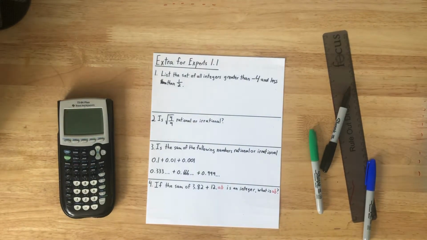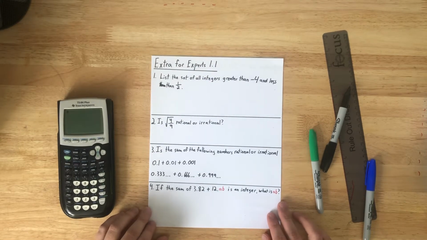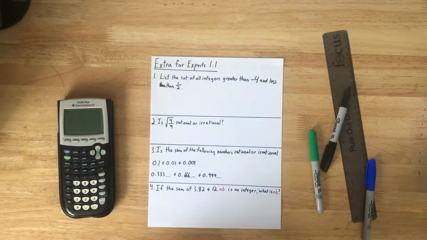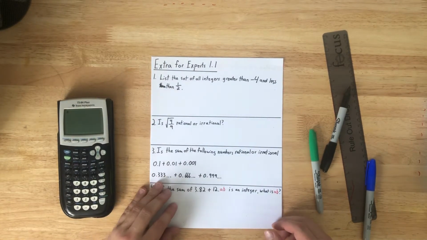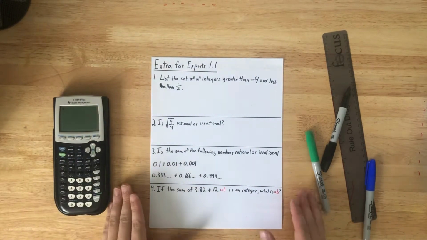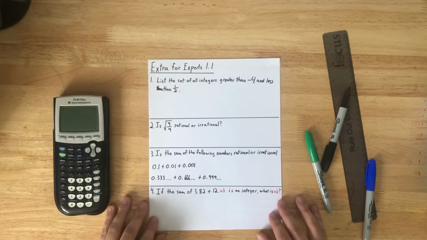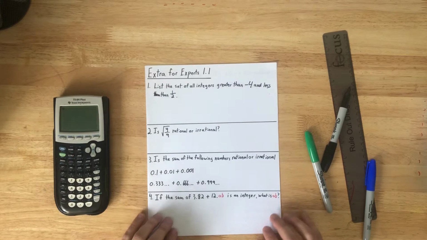Here we are down to the nitty gritty. Here we have the extra for experts for section 1.1. So basically what we're looking at is a review, but it's also a bit of tougher questions that we need to solve. So again, I would suggest you pause the video and try to solve these on your own first before I solve them. But if you don't want to, that's fine too. We can always go through it.